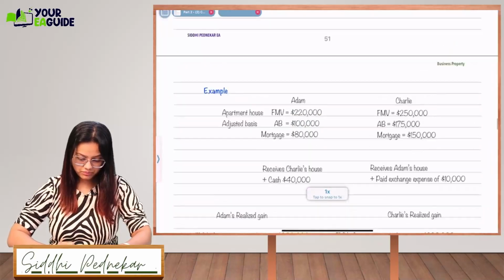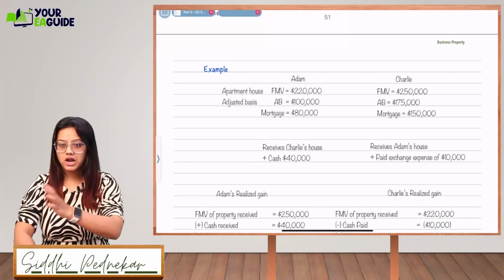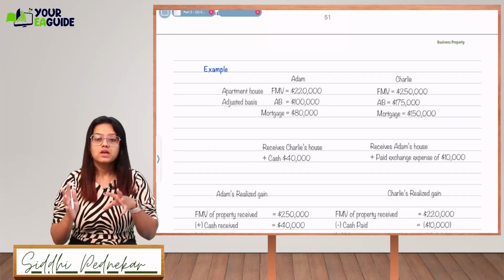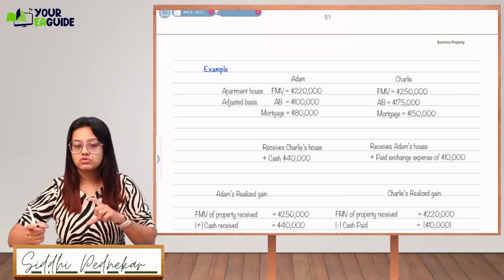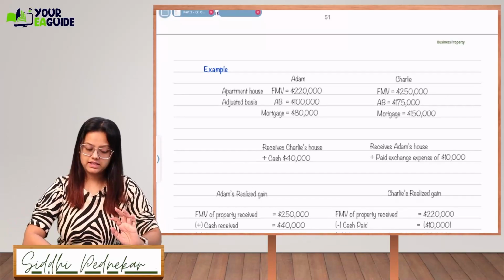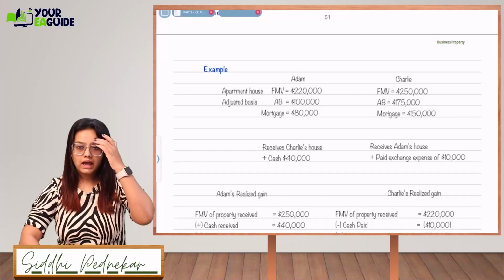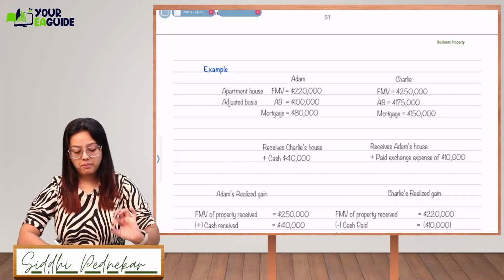Okay, so see, here is one example. Adam and Charlie, they both are transferring the property. They both are transferring an apartment house against an apartment house. For example, let's take the same kind of property.